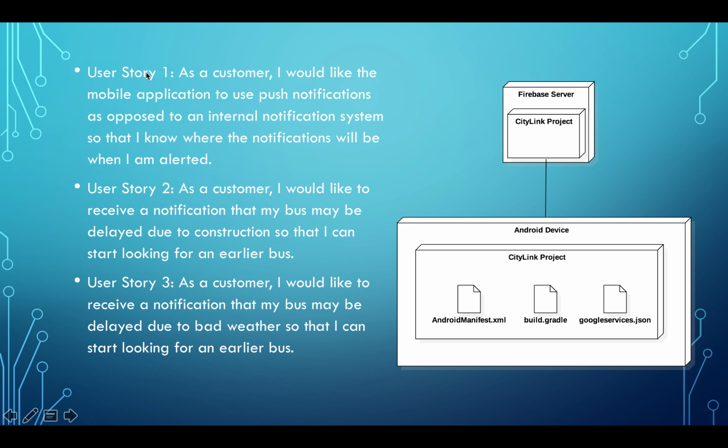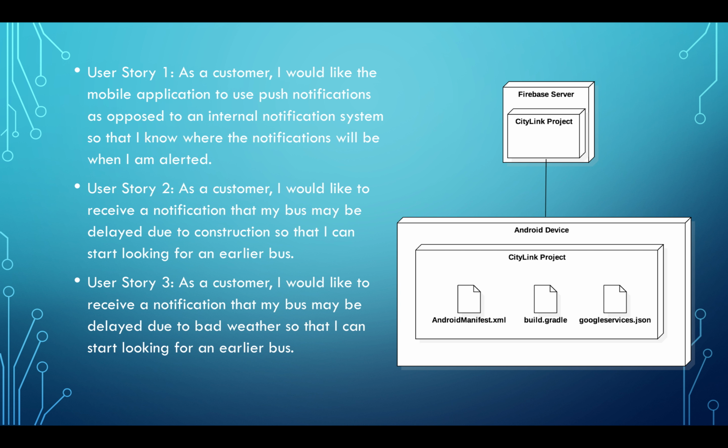Next, I worked on push notifications, so there are 3 user stories related to that. As a customer, I would like the mobile application to use push notifications as opposed to an internal notification system so that I know where the notifications will be when I'm alerted. As a customer, I would like to receive a notification that my bus may be delayed due to construction so I can start looking for an earlier bus. And as a customer, I would like to receive a notification that my bus may be delayed due to bad weather so that I can start looking for an earlier bus.